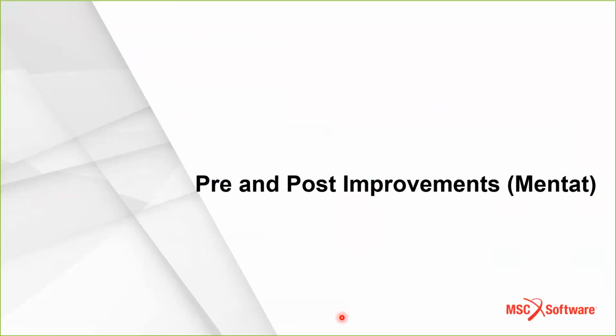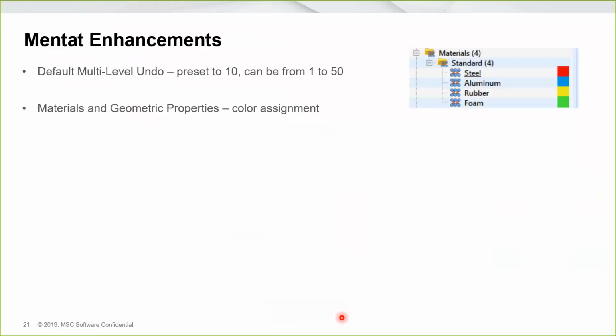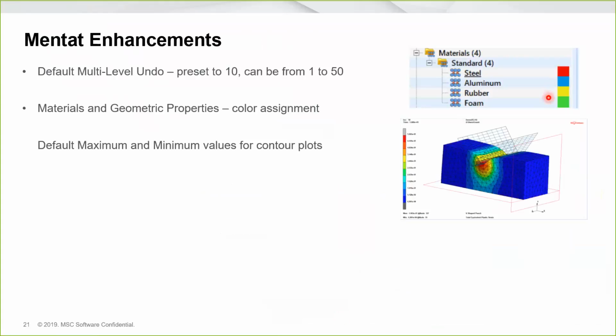So next we will talk about the pre and post improvements with Mentat. First of all, we changed the default multi-level undo to 10, and it can be changed from 1 to 50. Next, if you remember, we do have the color assignment for different contact bodies. So we extended it now to material and geometric properties, so you can define different colors to different material properties or materials.